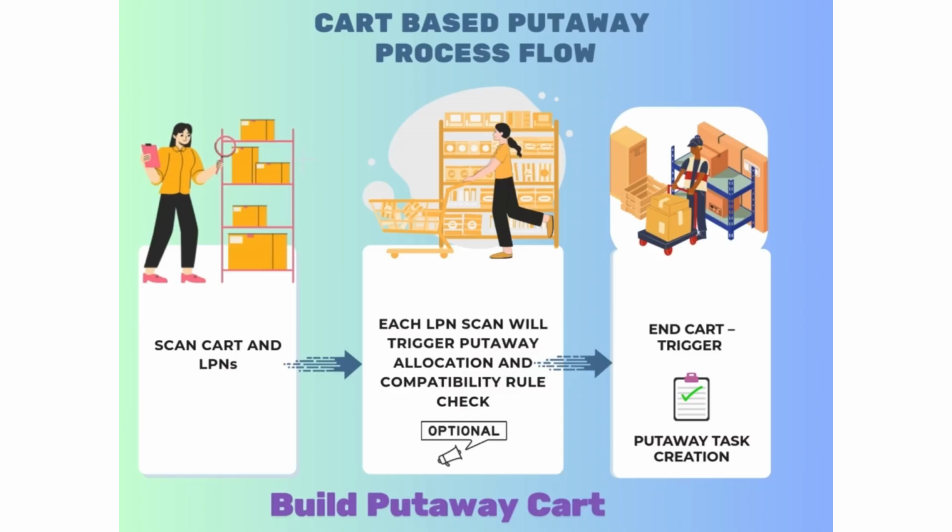As you can see in the process flow, the process begins by building a putaway cart. The operator scans the cart and license plate numbers, or LPNs. As each LPN is scanned, the system triggers a putaway allocation, and if configured, it performs a compatibility rule check. Once all LPNs on the cart are scanned, the process concludes by ending the cart session and automatically triggering the creation of a putaway task.